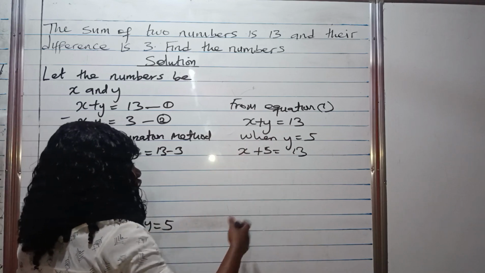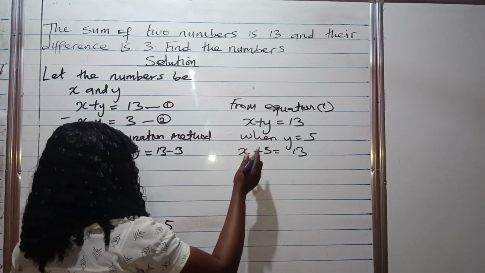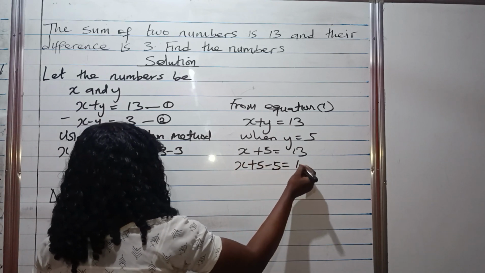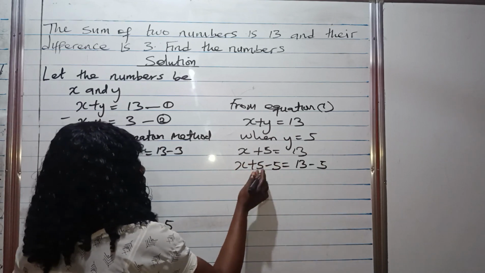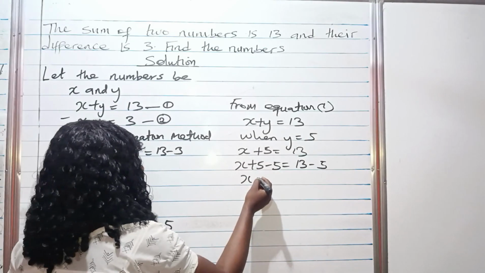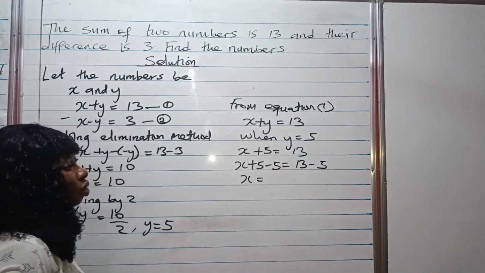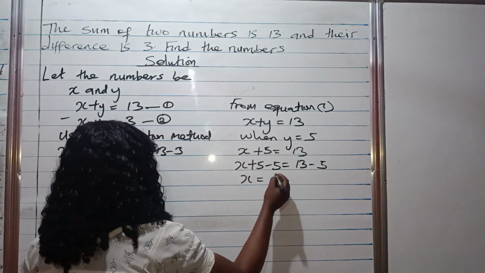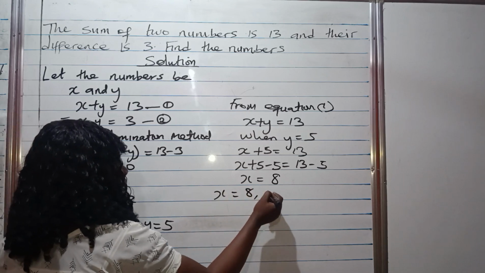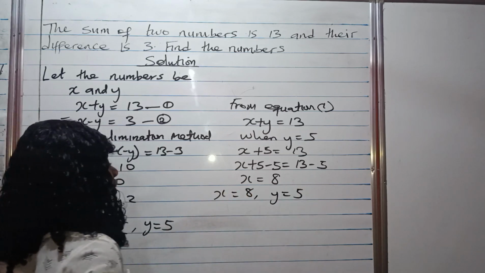So we can subtract 5 from both sides to clear this. So we have X plus 5 minus 5 equals 13 minus 5. So this is 0, 5 minus 5 will give 0. Then we are left with 13 minus 5. What is 13 minus 5? That will give us 8. So X equals 8 and Y equals 5.